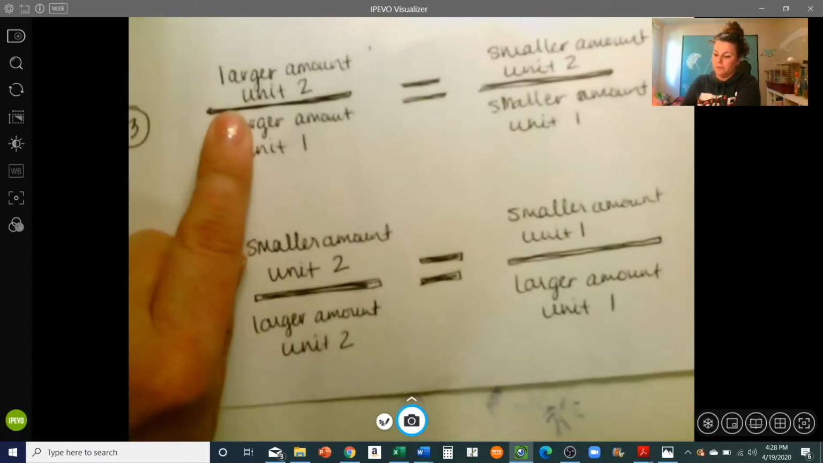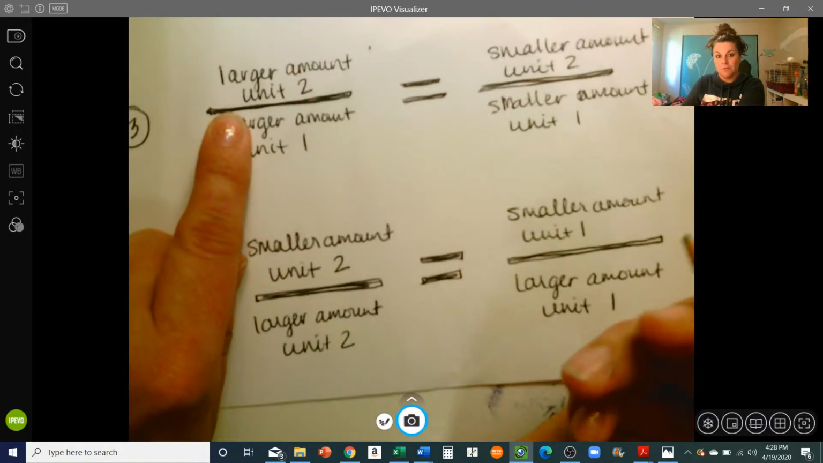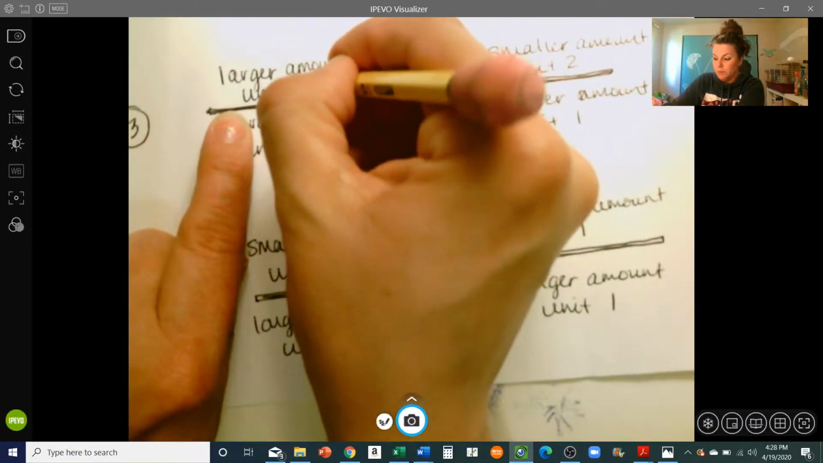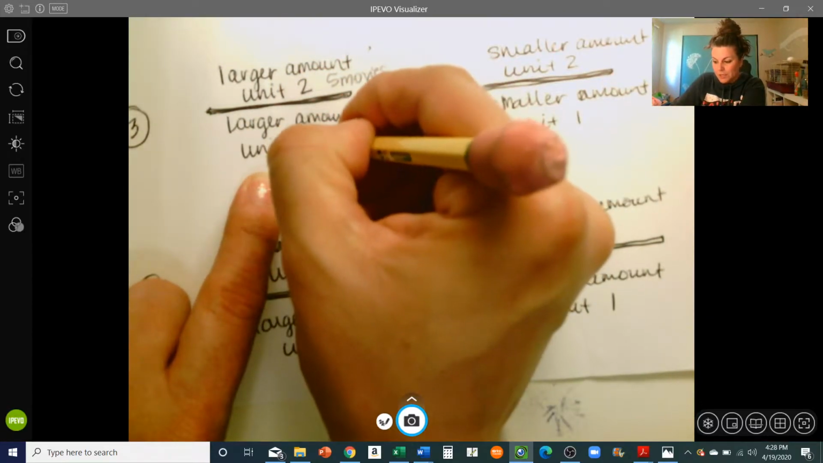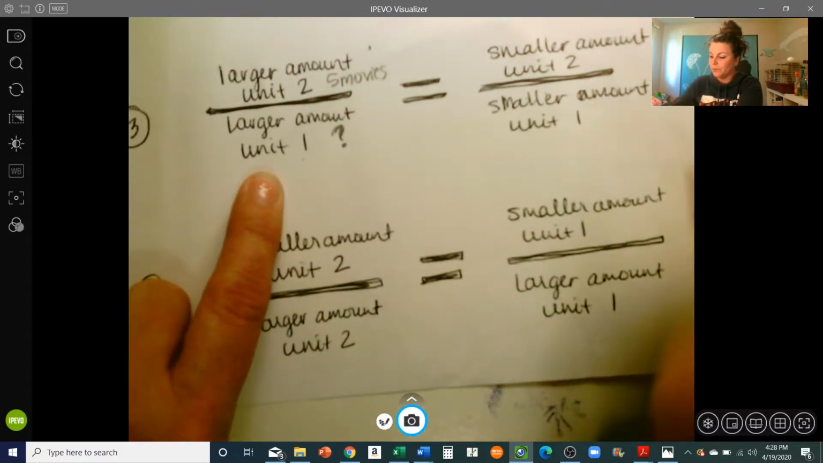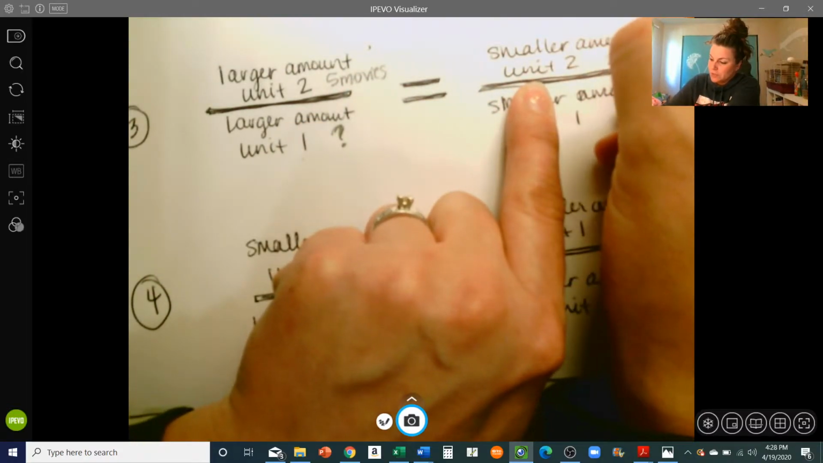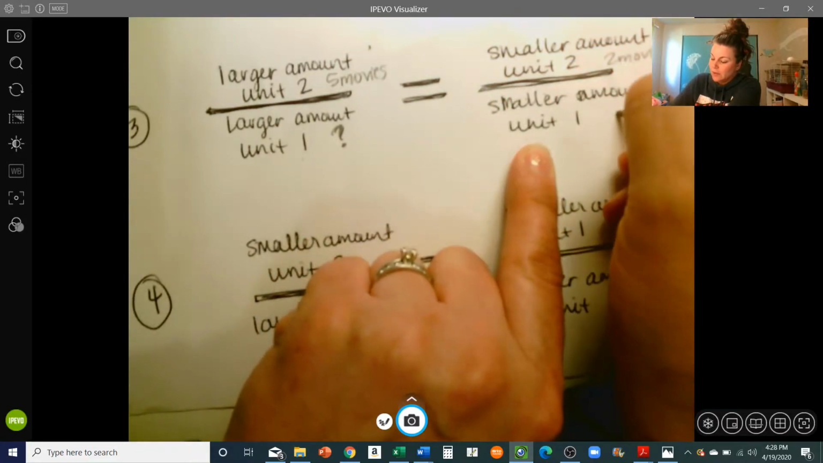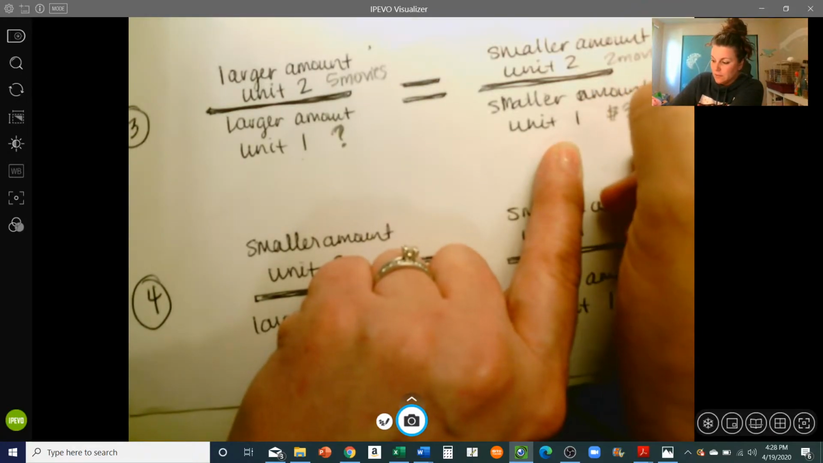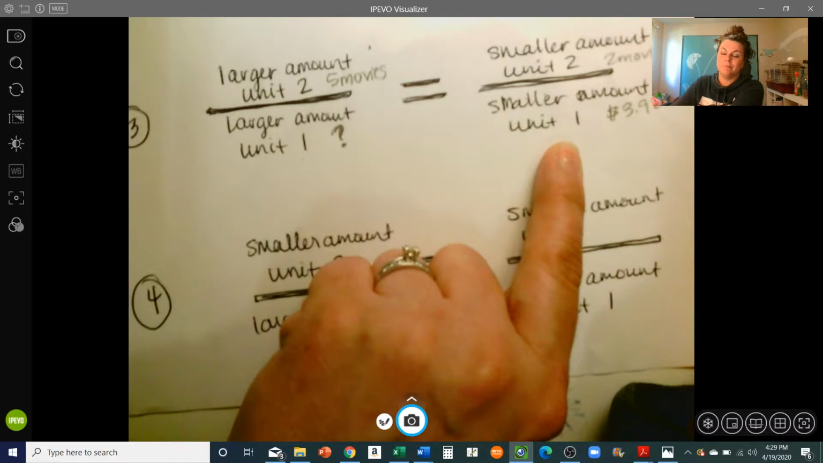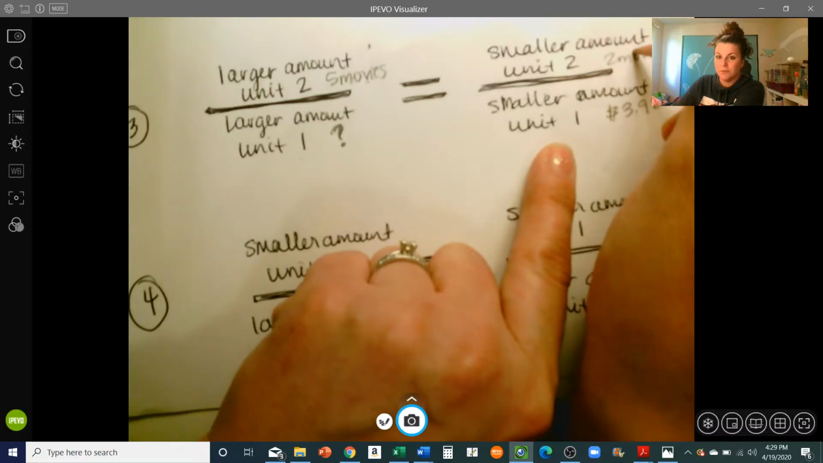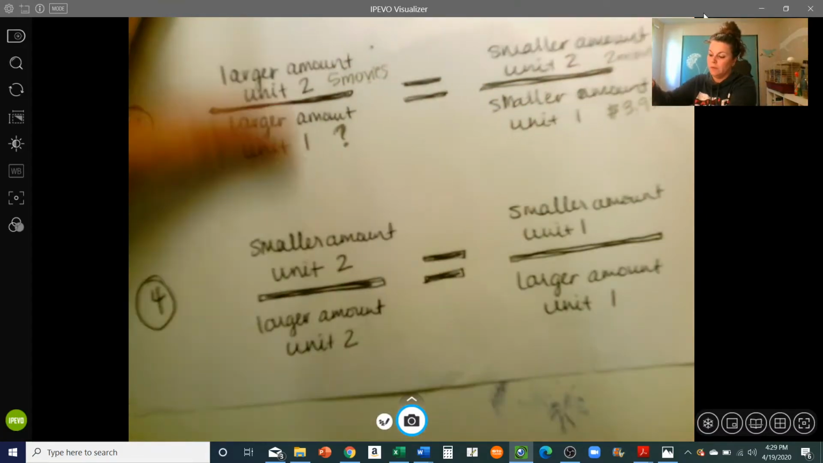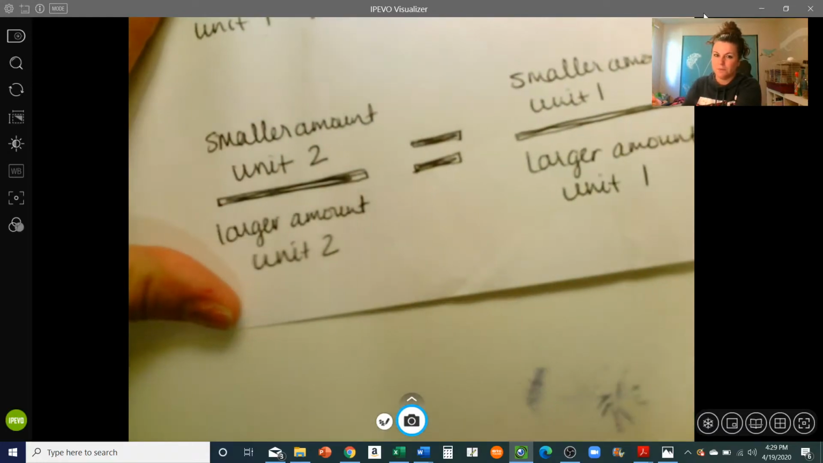I could do larger amount unit 2 on top. So that was the 5 movies. Larger amount unit 1, that was how much it cost. That's the part we don't know. Smaller amount unit 2 was the 2 movies. And the smaller amount unit 1 was the cost of the 2 movies. So notice I'm still going to do $3.98 times 5 divided by 2. Cross multiply and divide. I'll show you what's common again in a second.